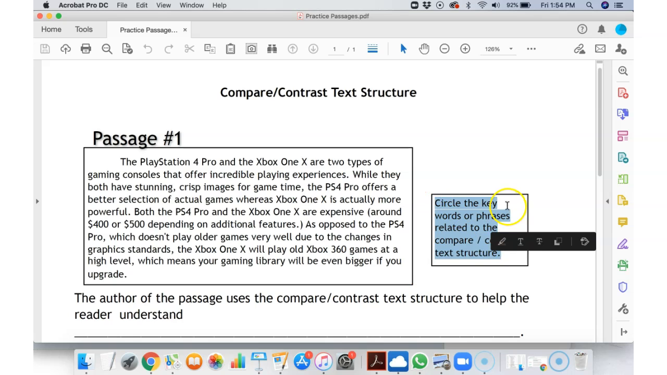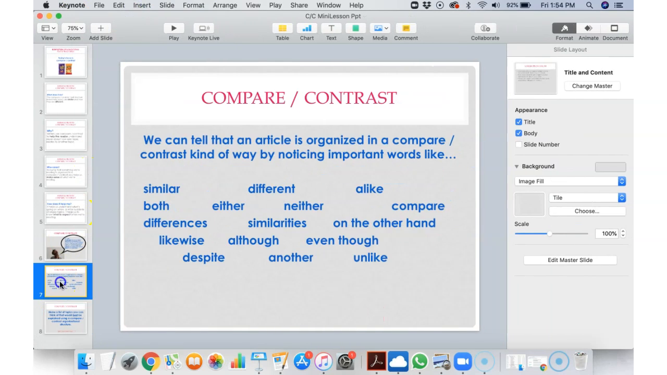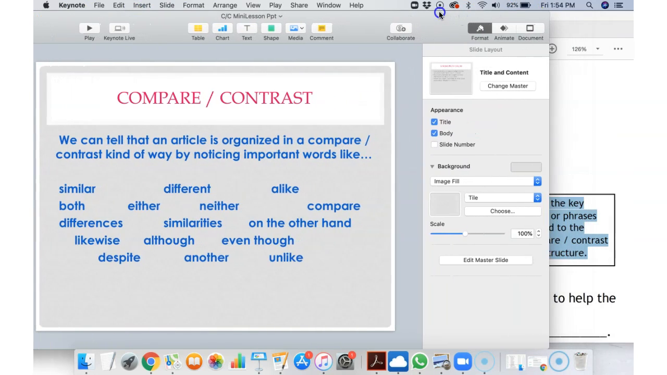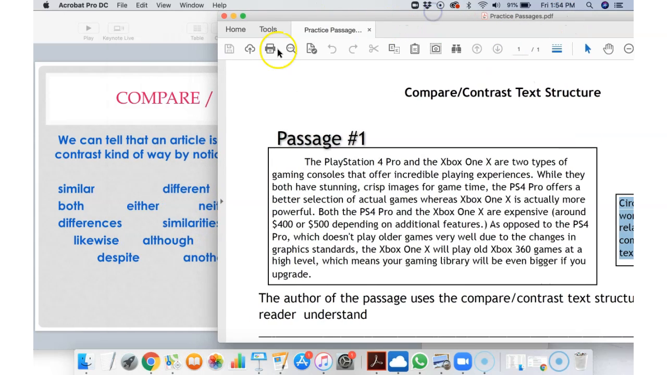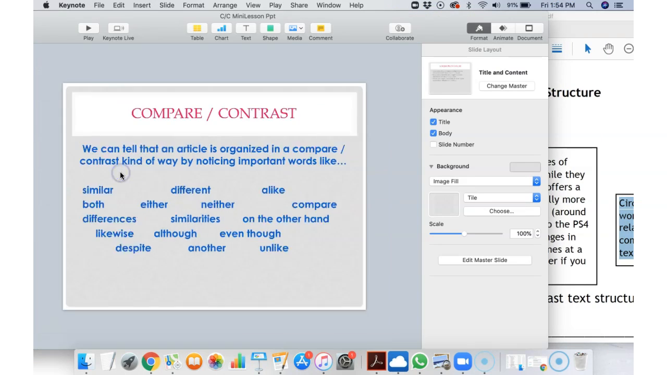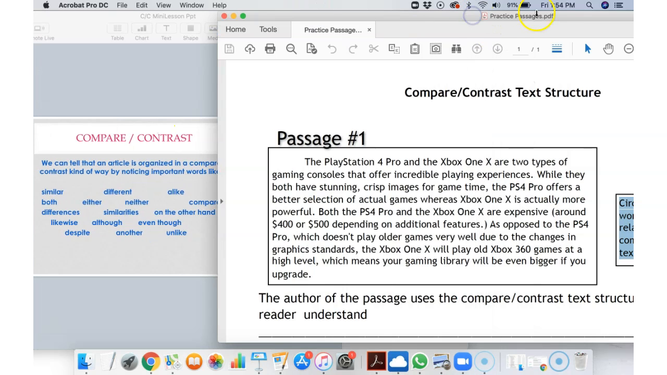Circle the keywords or phrases related to the compare contrast text structure. So what were some of those keywords and phrases that you found? And if you want, we can actually go back to this. Wait, where'd it go? Okay, gotta love technology. Here we go. So we can actually go back to this, right? Do any of these words stand out to you as you look at the paragraph? I'm going to try to get these together on the same screen so that we can see together.